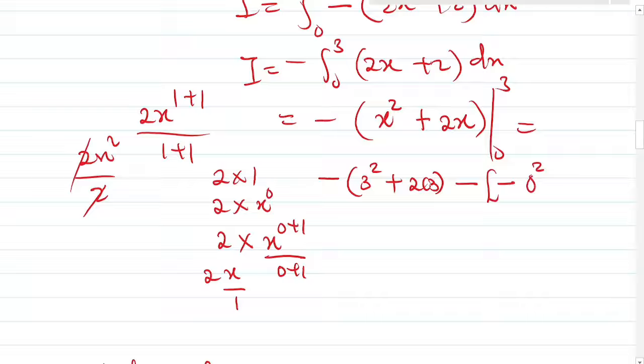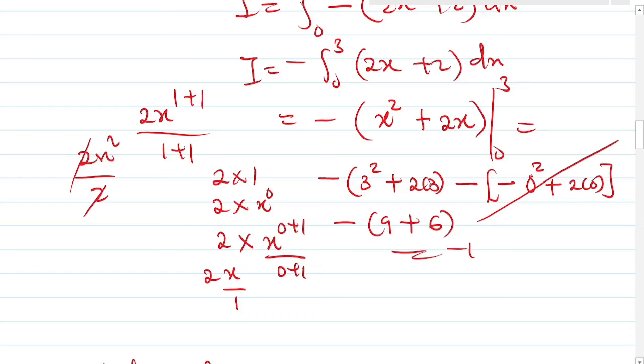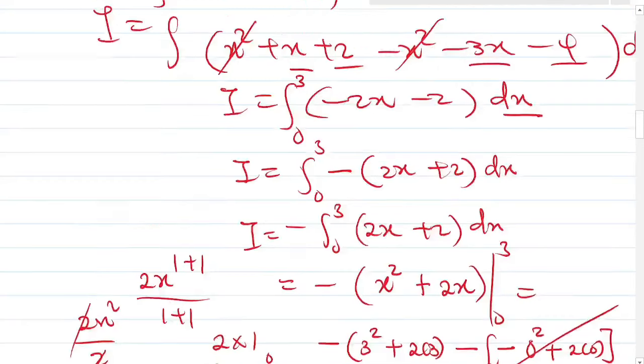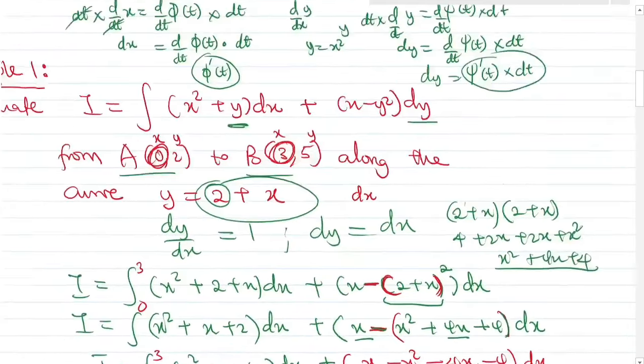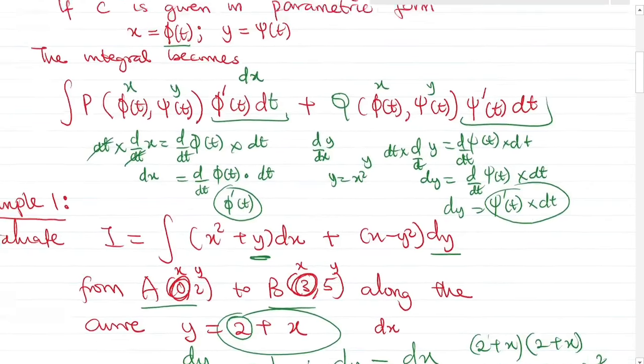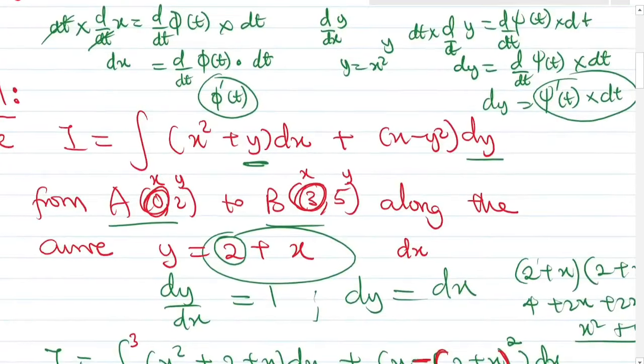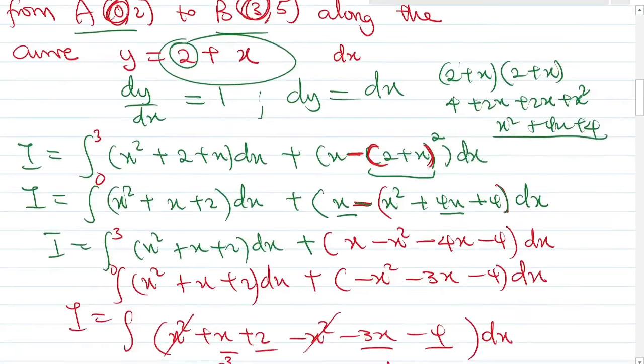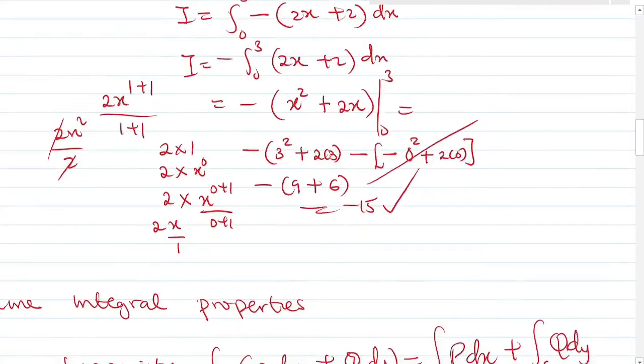0 squared. Everything will be 0 basically, right? 0 squared plus 2 times 0, so that will be 0. So everything will be 0. So the answer will just be minus 9 plus 6, and that will be minus 15. So that's your answer for this line integral question here. Okay. So if you notice any error, you can comment down below in the comment section. But I don't think I've made any mistake.